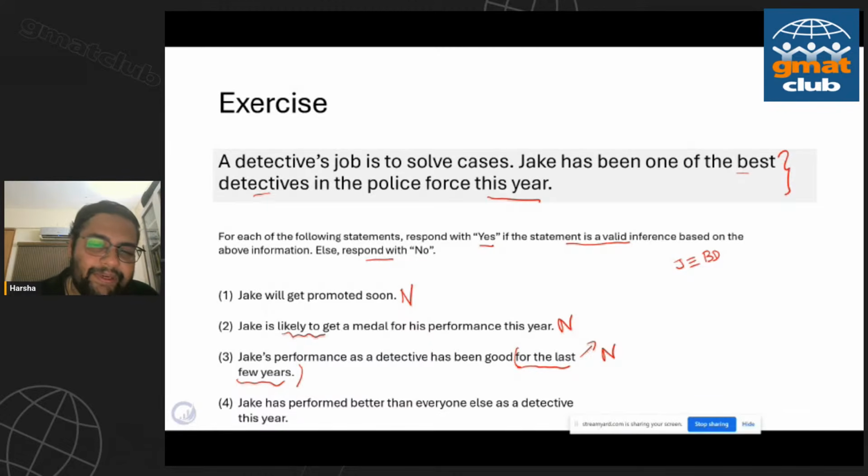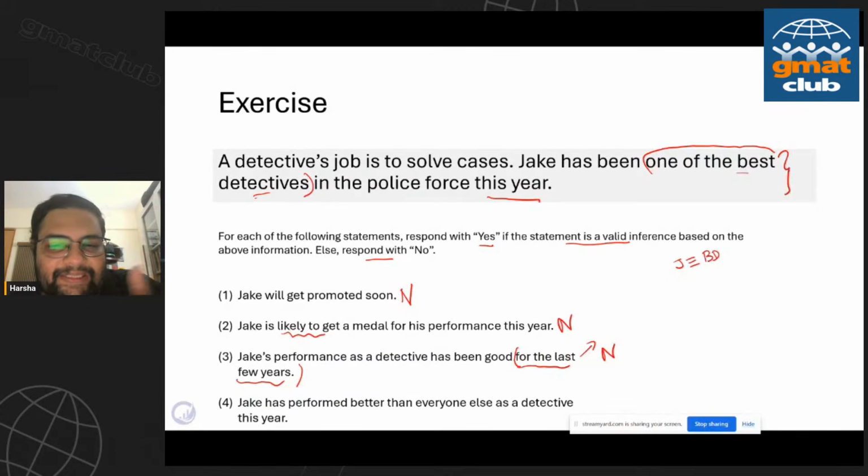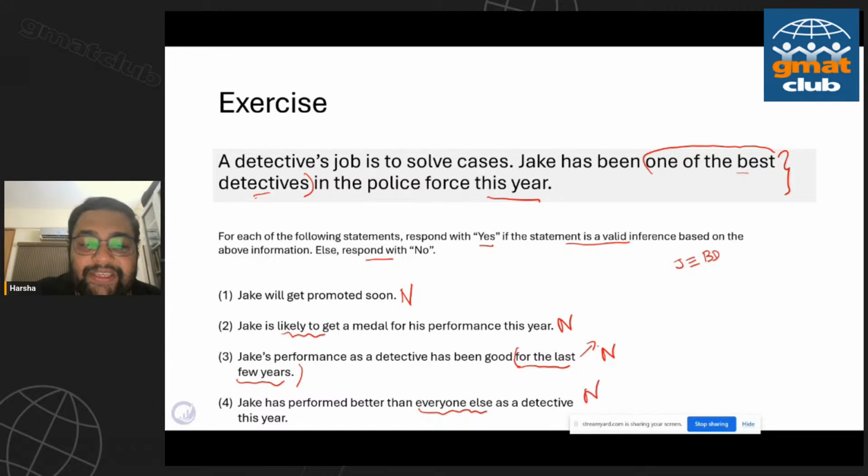Jake has performed better than everyone else as a detective. So a detective's job is to solve cases. Jake has been one of the best detectives. Notice he's just one of the best detectives, not necessarily the best detective. So isn't it realistically possible that somebody might have performed better than Jake? Can we really be sure that Jake has performed better than each and everyone else? And so this one is also a no.